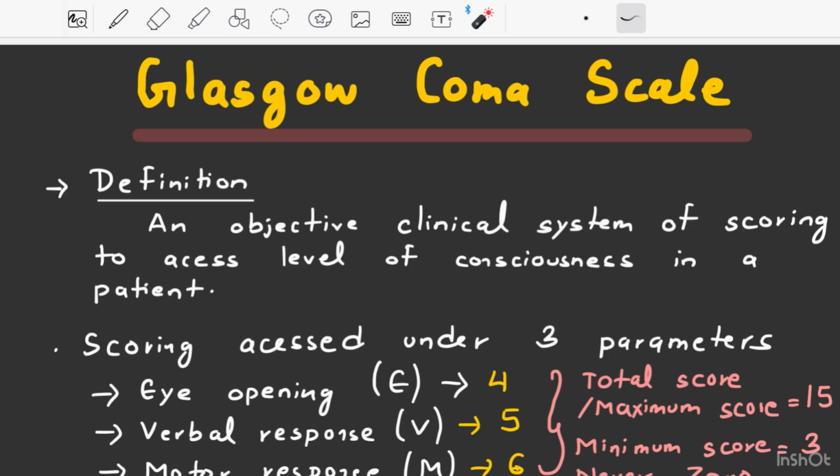It is an objective clinical system of scoring to assess the level of consciousness in a patient. So, it is an objective clinical system of scoring, right? It is not subjective. It is well accepted in most of the fields. It is a scoring to assess the level of consciousness in a patient. We go into more detail of this in our further slides.